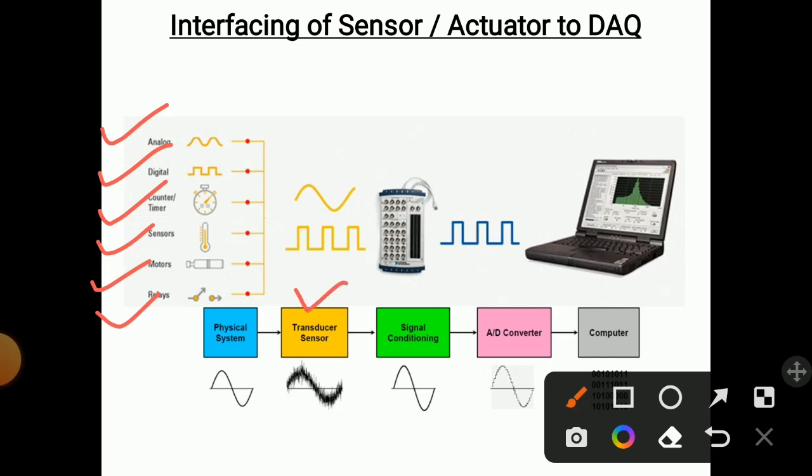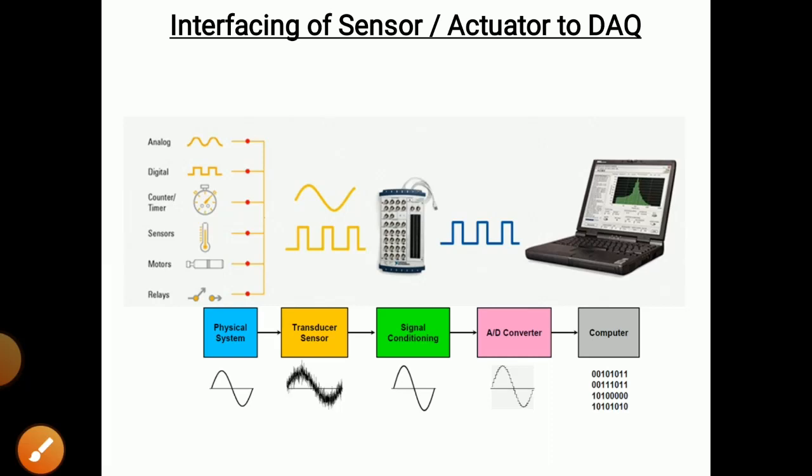Let us assume that our physical system signal is something like this, and after sensing the signal is something like this. So we need to condition that signal. We use a signal conditioner here. The signal is conditioned with the help of the signal conditioner, and then we have to use an A to D converter for converting into digital form. With the help of the A to D converter we convert that signal to digital form, and then we send this signal to the computer. The computer understands this digital form.